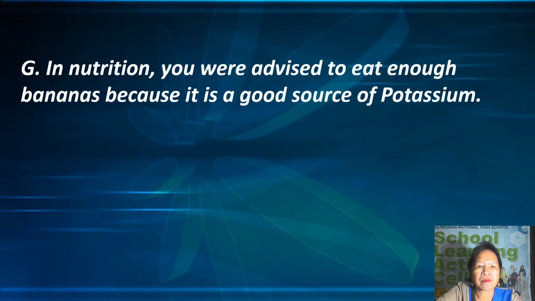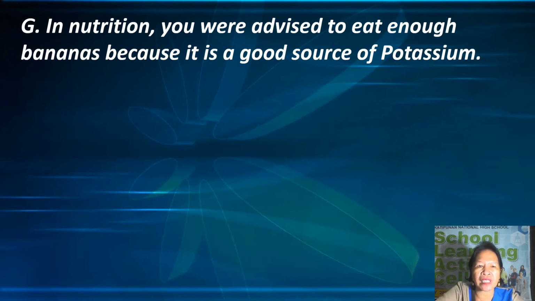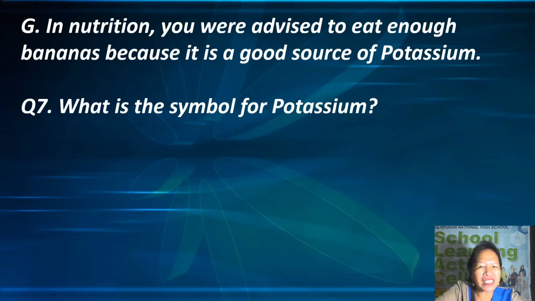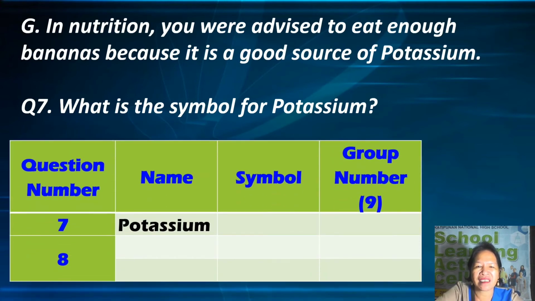Okay, we will proceed to nutrition. In nutrition, you were advised to eat enough bananas because it is a good source of potassium. What is the symbol for potassium? K. The answer is K. Why do you think potassium has a symbol letter K? Again, it is taken from its ancient name kalium.